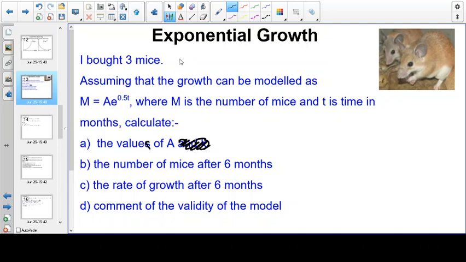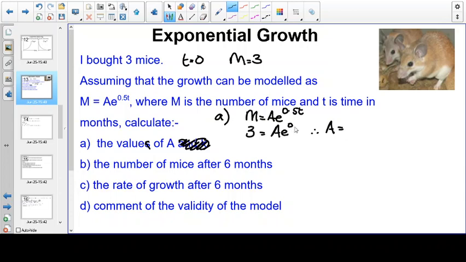Right, so it says I bought 3 mice, so we're going to say that that's when t equals 0. So at the start of the model I have 3 mice, so we can use this now to work out a. For part A, if m equals a e to the 0.5t, then when t is 0, m is 3. So 3 equals a e to the 0, which means that a must be 3, because e to the 0 is 1.